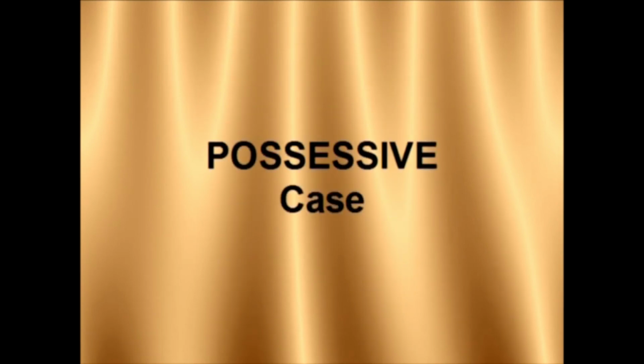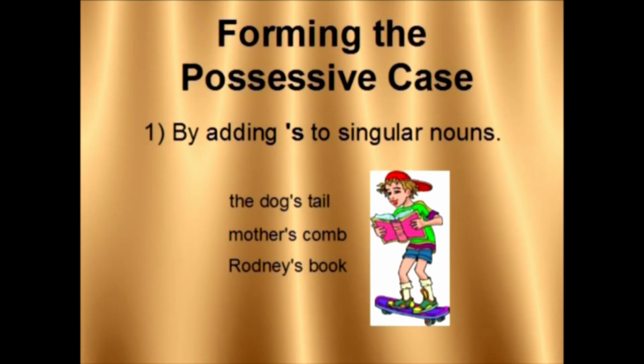Nouns also have case. Here we're going to take up only the possessive case, expressing possession. The possessive case of the noun is formed, number 1, by adding apostrophe s to singular nouns. For example, the dog's tail, expressing the tail of the dog. Mother's comb, meaning the comb of mother. Rodney's book, meaning the book of Rodney.